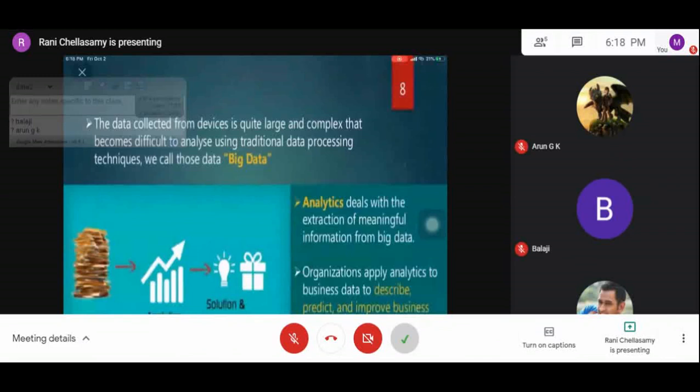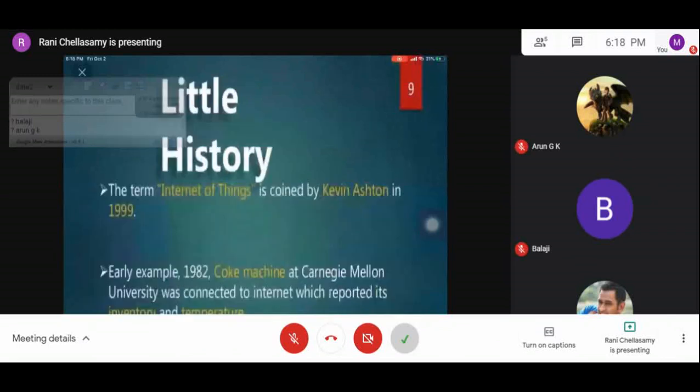So, a little history about the Internet of Things. Ashton, in the year 1999. A machine at Carnegie Mellon University was connected to the internet. It was a machine connected to the internet which reported its inventory and the temperature of the machine. Since it is connected to the internet, all this inventory and temperature information is collected and reported.